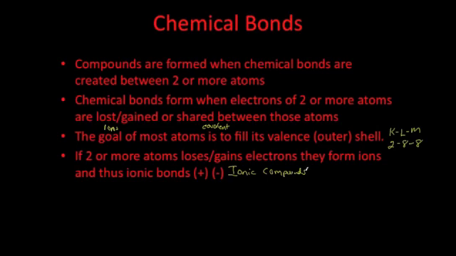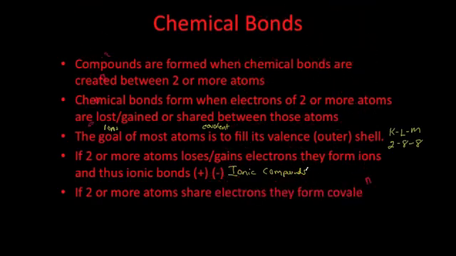And they usually occur between a metal and a nonmetal. Metals form positive ions, and nonmetals form negative ions, meaning they gain electrons. If 2 or more atoms share electrons, they form covalent bonds, and these usually occur between 2 nonmetals. Okay, for instance, hydrogen and oxygen is water, and they form a covalent bond, and they're both nonmetals. Whereas sodium chloride, which we know is salt, that's an ionic compound, and sodium is the metal, and chlorine is the nonmetal.